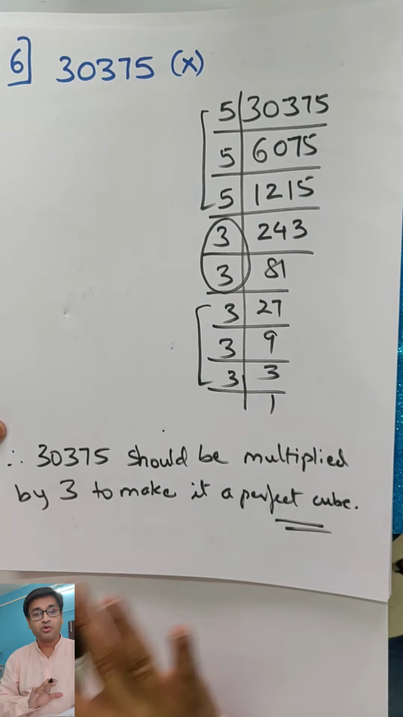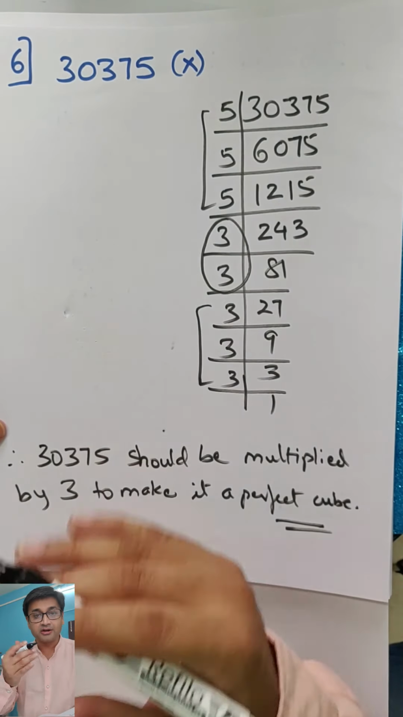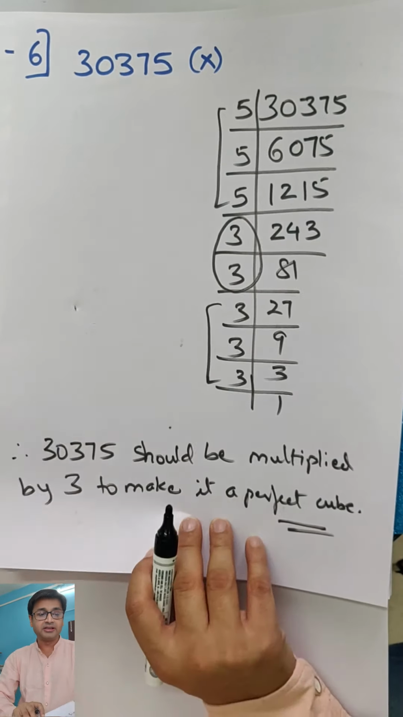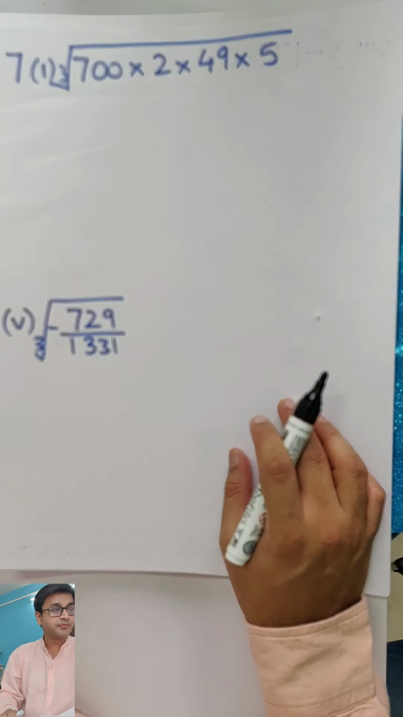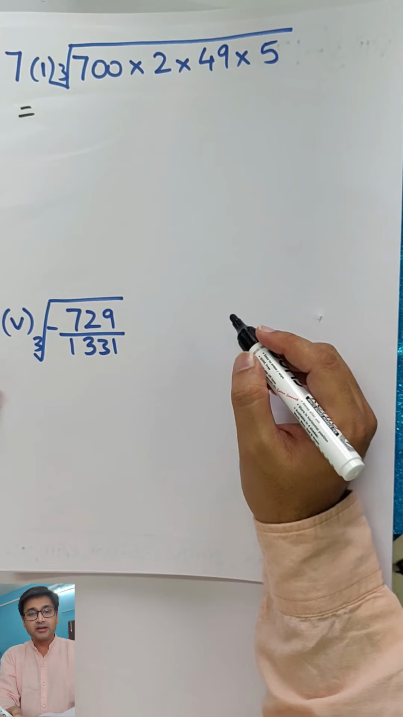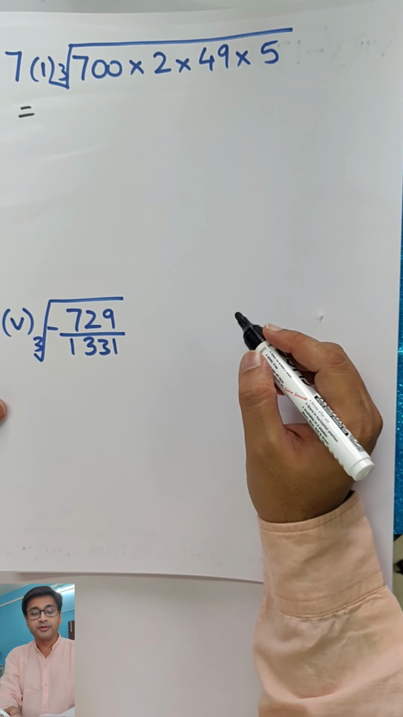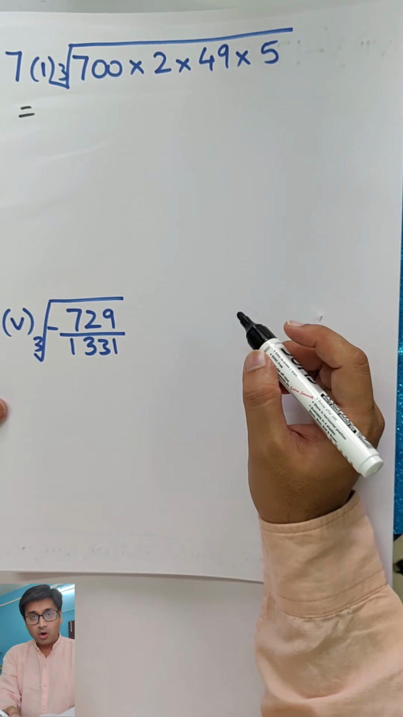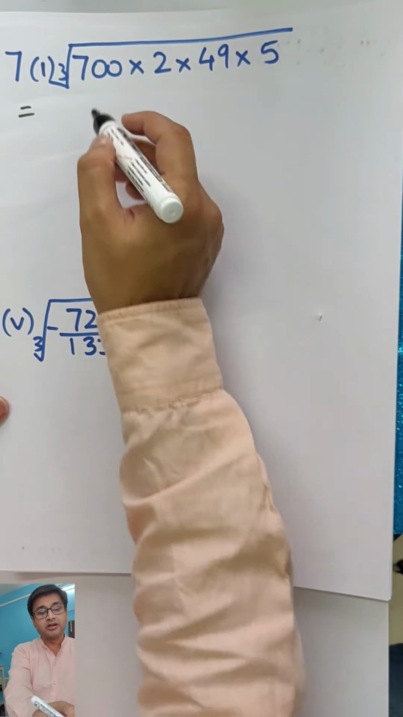This method is more than enough for us to understand that you followed. No need to write anything else. Let's go on with the next one. 7 part 1. Come on, get the cube root of this. Mental math should help you with this. You should not be taking factors. If you cannot, obviously you can, but you should try doing it mentally.